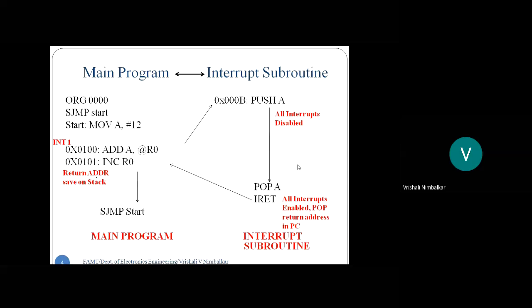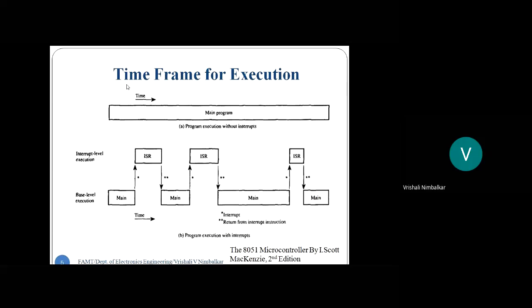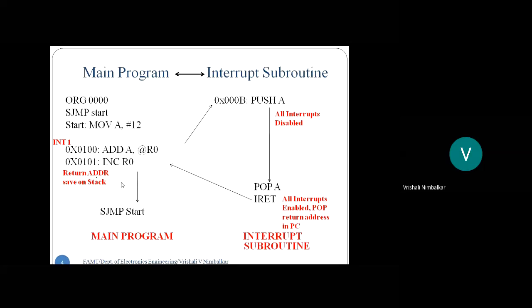So now, I have shown here the time frame for execution of the main program by the microcontroller when an interrupt arrives. Figure B shows the time frame for execution on arrival of the interrupt, and figure A the time frame for execution when there are no interrupts. Correct. So what did I say in the earlier example? The microcontroller is always busy executing the main program.